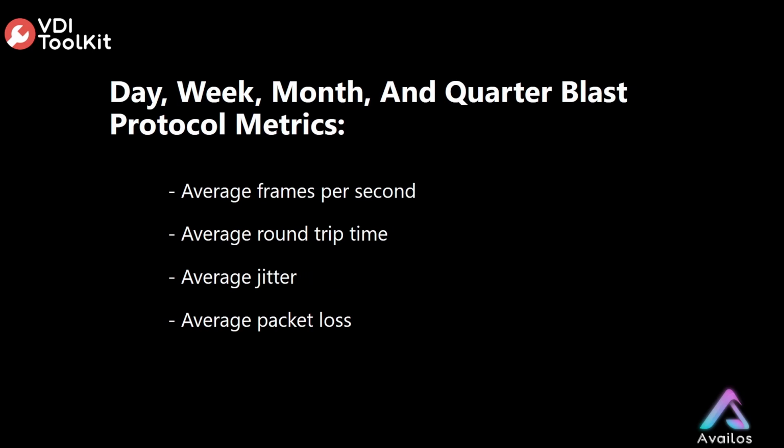Day, week, month, and quarter BLAST protocol metrics provide information on average frames per second, average round trip time, average jitter, and average packet loss during the specified time frame.